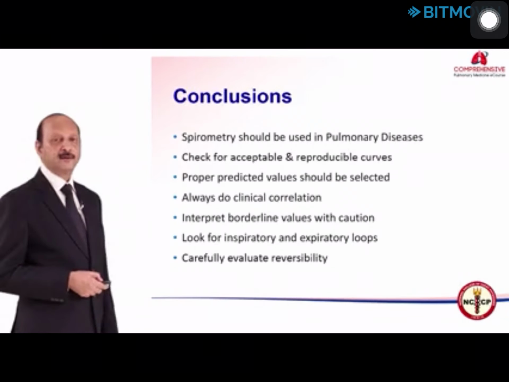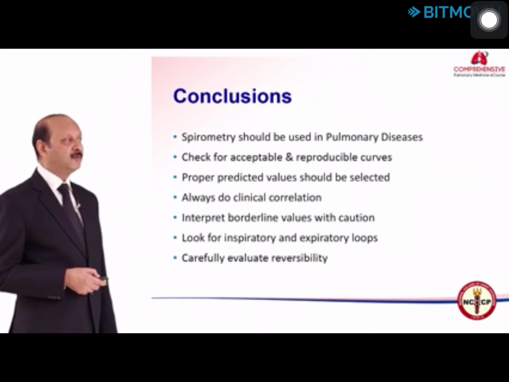What is the clinical case that the patient has come to us with? As I already explained, borderline values must be interpreted with caution. We must look at the inspiratory curve as well as the expiratory loop to say whether there could be extrathoracic obstruction also. And we should carefully evaluate the reversibility, keeping in mind the criteria.